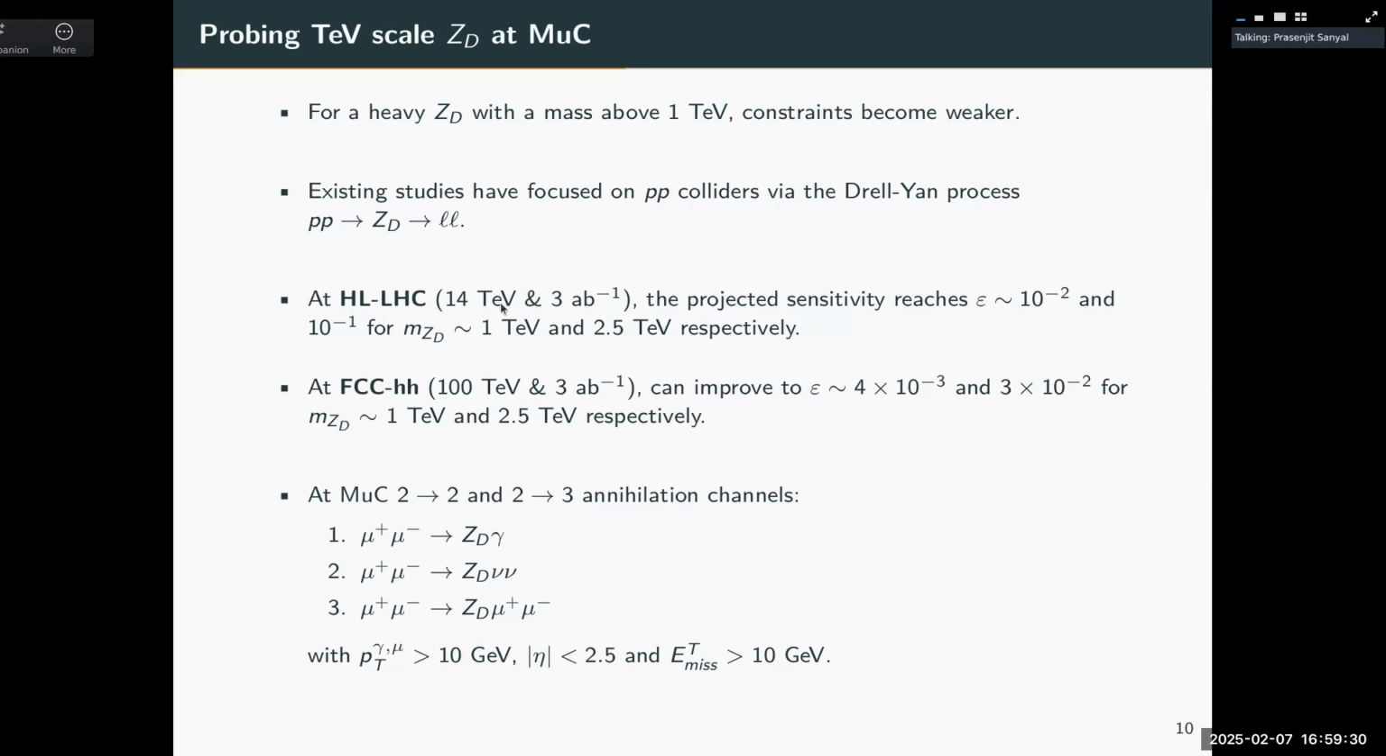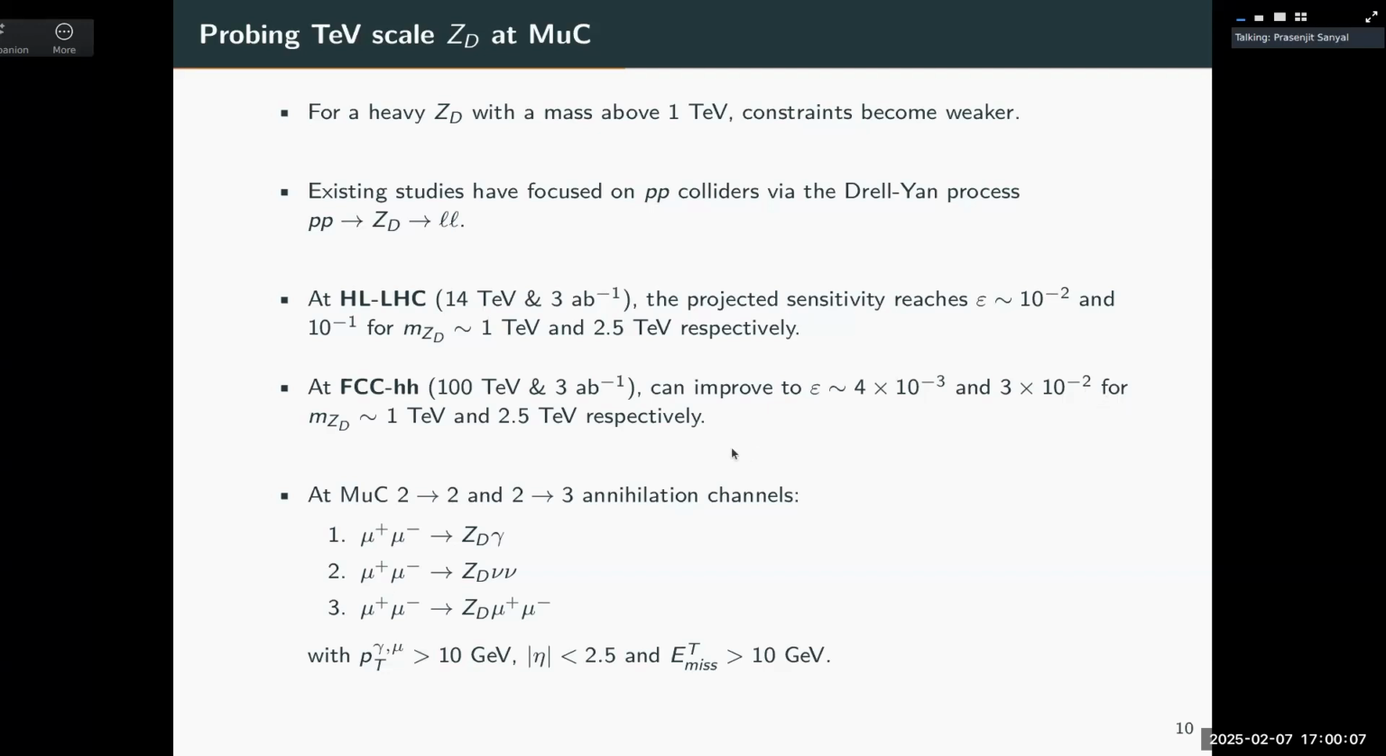So at the HL-LHC, which is supposed to work at 14 TeV, the projected sensitivity reaches up to 10 to the power minus 2 for epsilon and 10 to the power minus 1 for dark Z mass 1 TeV and 2.5 TeV. And the proposed 100 TeV collider, FCC-hh, can improve this sensitivity. I mean, for the same masses, epsilon can go to 4 times 10 to the power minus 3 and 3 times 10 to the power minus 2.